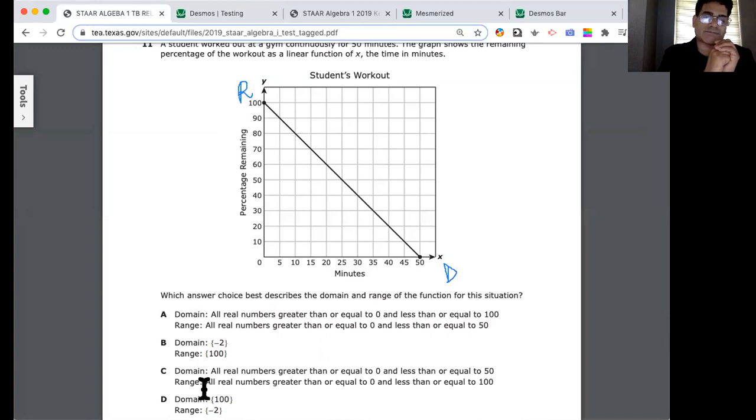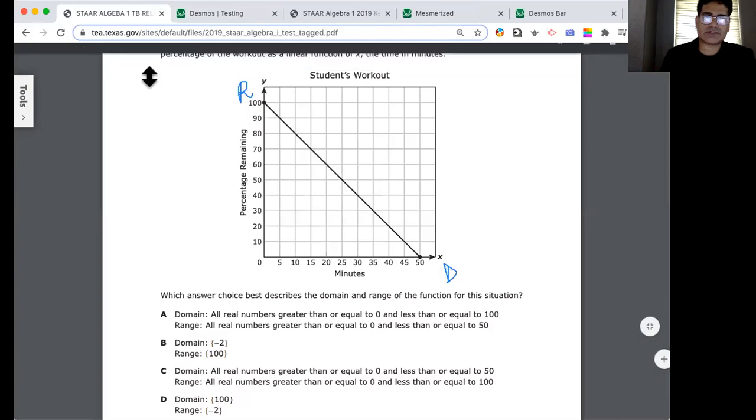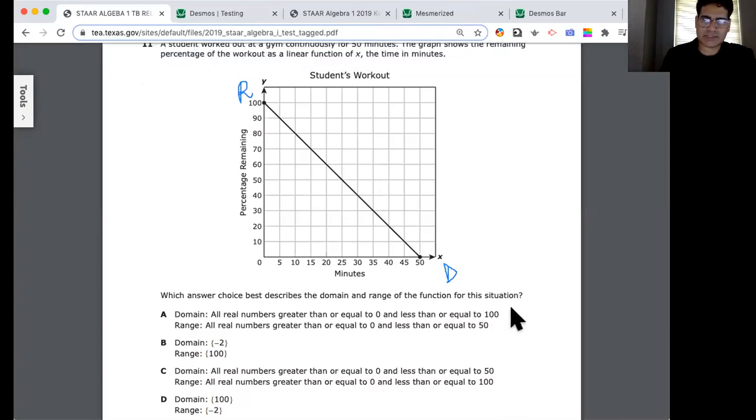The first one says the domain is all the real numbers equal to or less than 0. I can make notes to myself. Okay, this one is saying all of the real numbers equal to 0, here's my 0, and less than 100. But I don't have 100 here, my 100 is in reference to the y. So that's curious right there. And then the second part of A says all of the real numbers greater than or equal to 0.